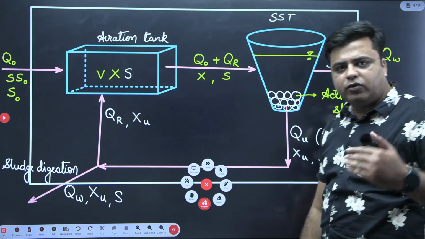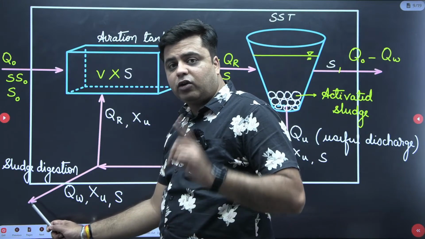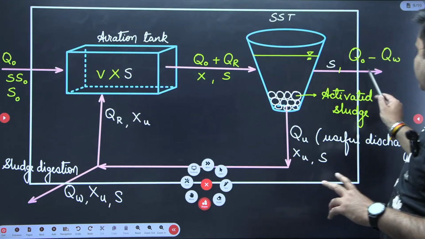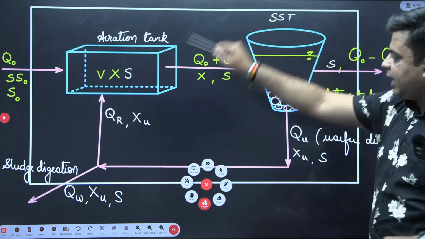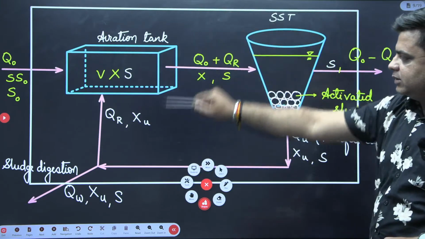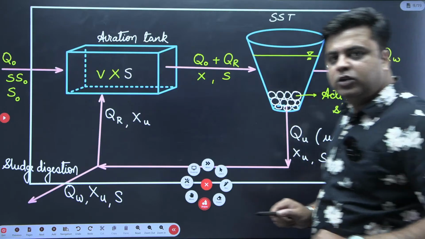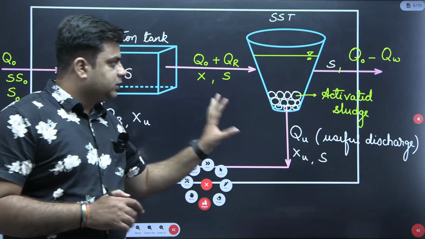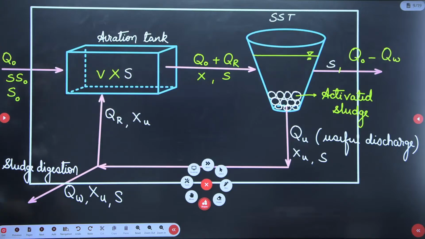Q naught is the amount of discharge entering. QW is the amount of discharge moving out from one point. Then from the other point, the amount of discharge that will move out will be Q naught minus QW. So this is the entire system that you need to analyze, and based on this system we have written these things. I hope you don't have any confusion in this. I will write down quickly the different parameters that we have.